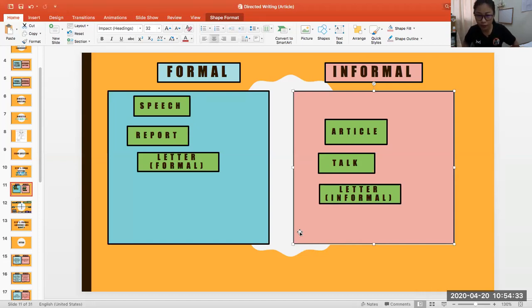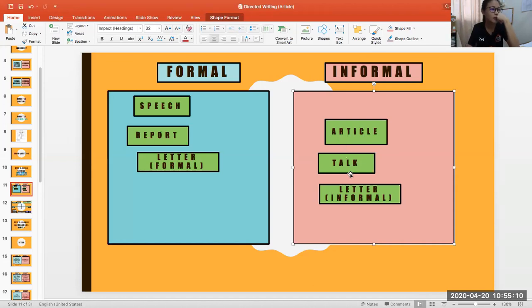Oh yeah, before that, I want to make sure you understand all these, yeah? Speech is ucapan, right? Report is report lah. Letter is surat tidak rasmi, okay, tidak rasmi. Article, how do you explain that? Articles are something you write in your magazine, something you write in the newspaper. It's like a petikan yang bertajuk.